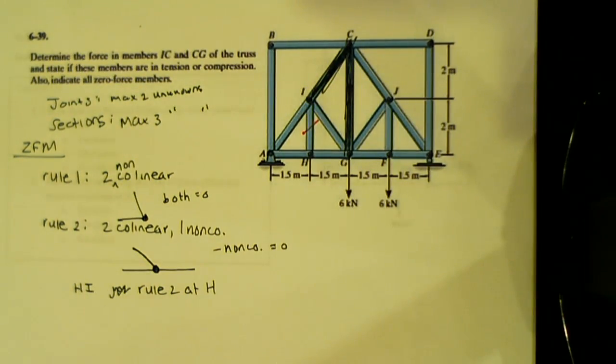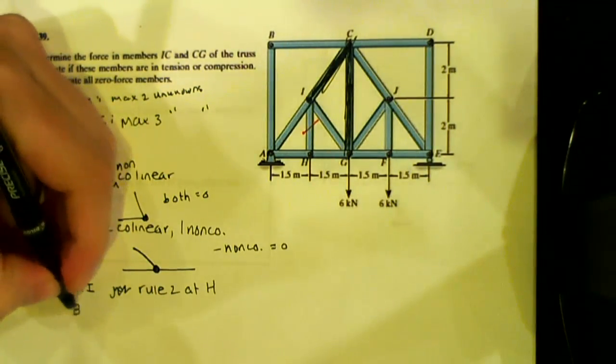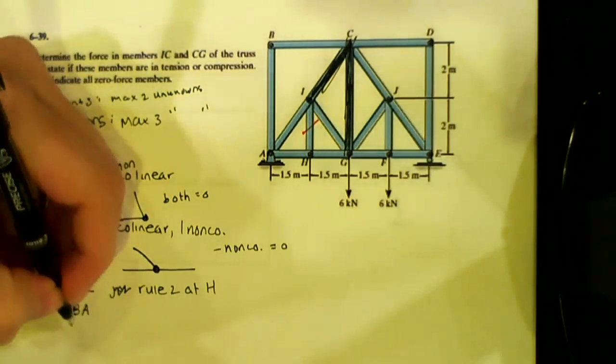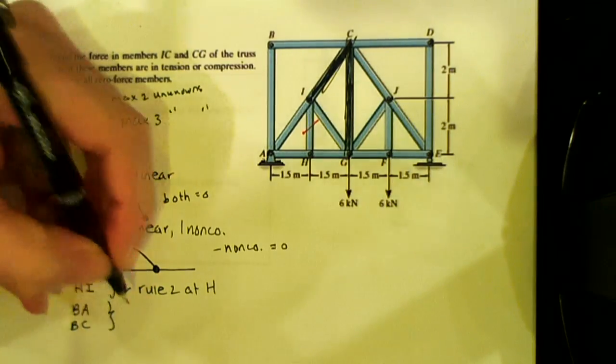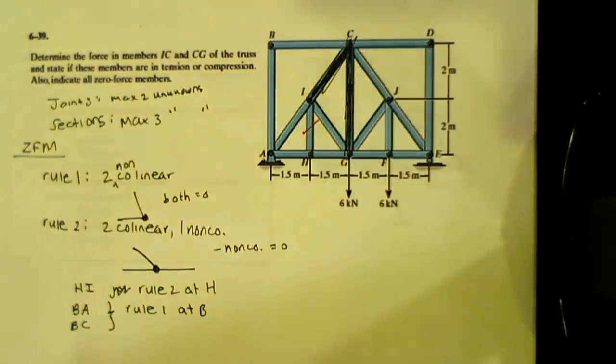What else do we have? BA, as well as BC. And both of those are rule 1 at B.